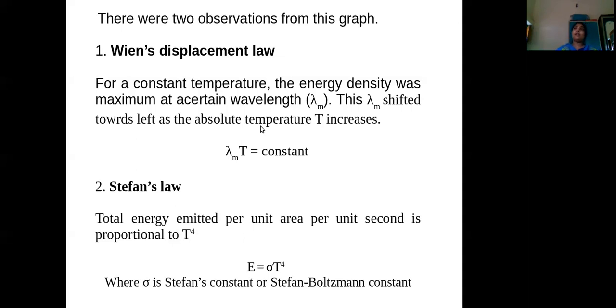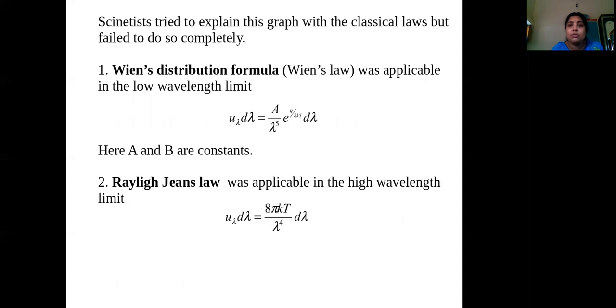But there was no equation which could explain the graph. Scientists tried to explain the graph with the classical laws, but they were not able to do it completely. They did it part by part. For example, Wien's distribution law is valid for the low wavelength limit, and the Rayleigh-Jeans law is valid for the high wavelength limit.